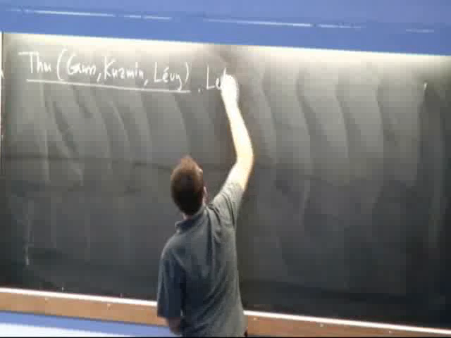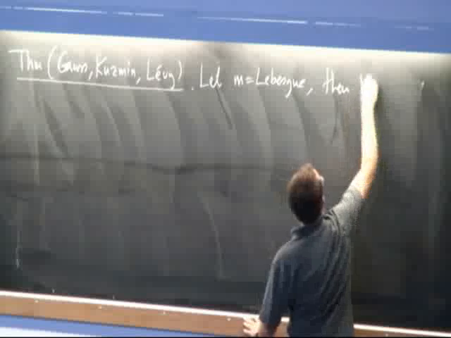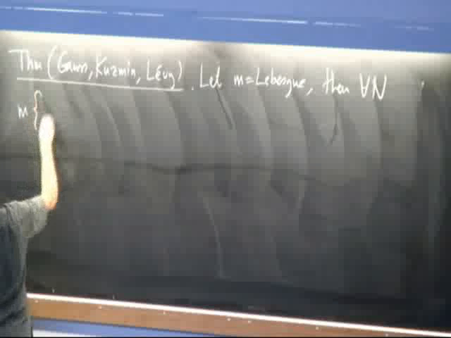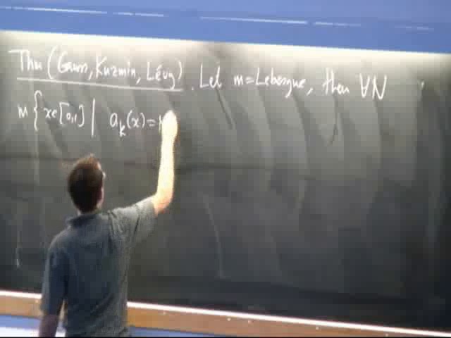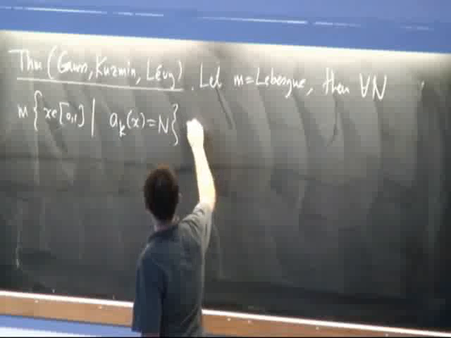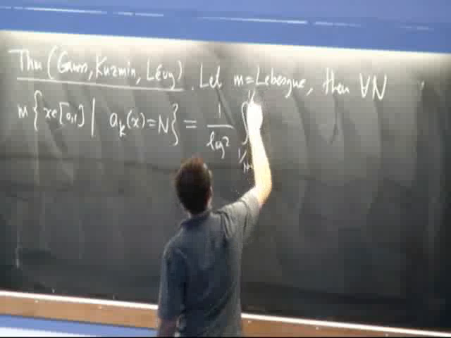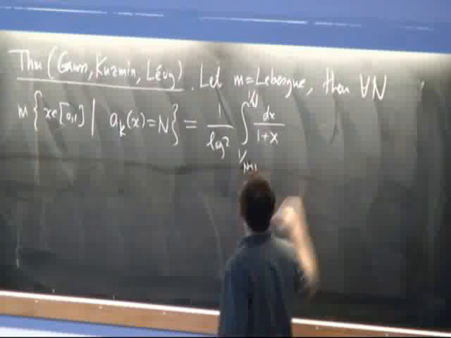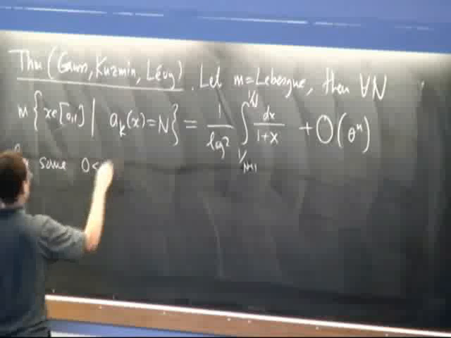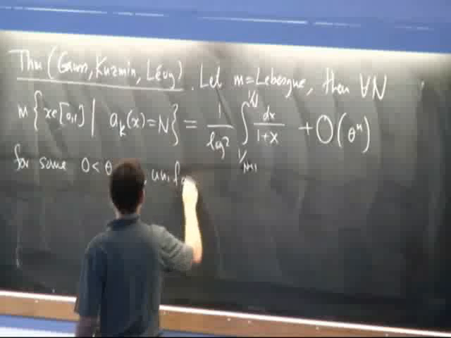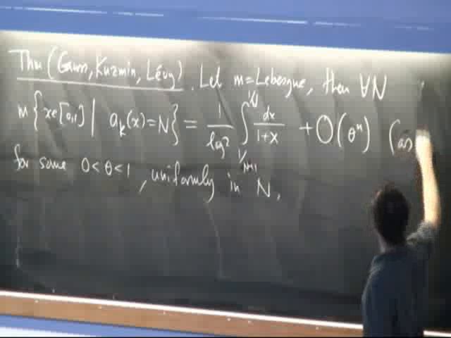Let m be the Lebesgue measure. Then for every n, the measure of the set of points for which a_k(x) equals n equals 1 over ln 2 times the integral from 1 over n plus 1 to 1 over n of dx over 1 plus x, plus O(theta^k), for some theta between 0 and 1, uniformly in n, as k goes to infinity.